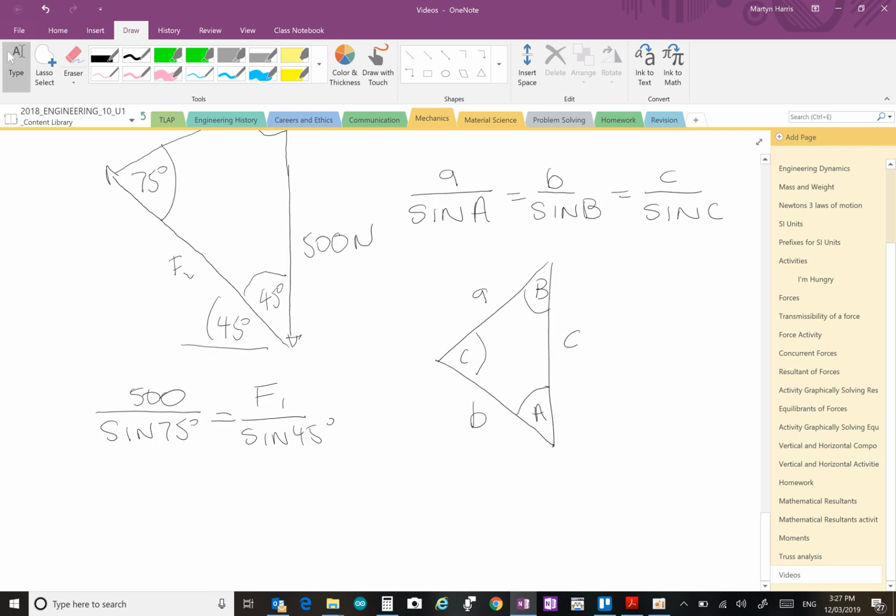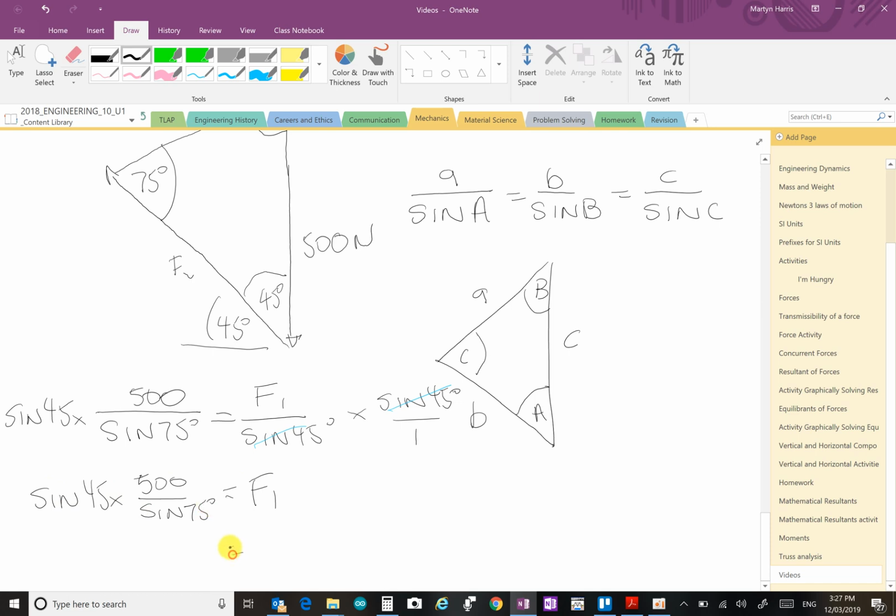Right, the next thing I need to do is use a bit of algebra, and I'm going to times both sides, balancing the equation. What I do to one side, I have to do to the other. So I'm going to times one side by sine 45, and I'm going to times the other side by sine 45. Now using the magic of maths, I can cross those out because they're diagonal, and I'm left with this. Force 1 equals sine 45 times 500 divided by sine 75.